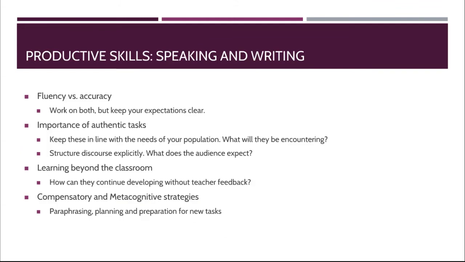These are our speaking and writing skills, and basically we have a fluency versus accuracy consideration, like I said before. You want to work on both, but you want to make your expectations clear when you're giving feedback and when you're incorporating it into the classroom. Again, we want to focus on authentic tasks here. I'm going to come back to authenticity again and again. We want these tasks to be in line with the needs of your population. What kinds of tasks are they going to need in their real lives?